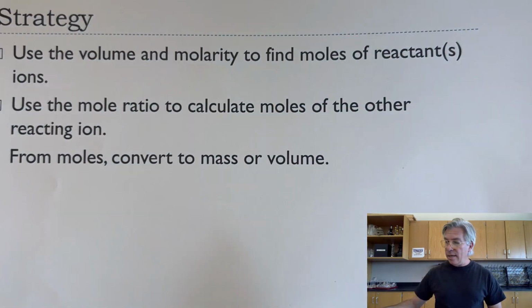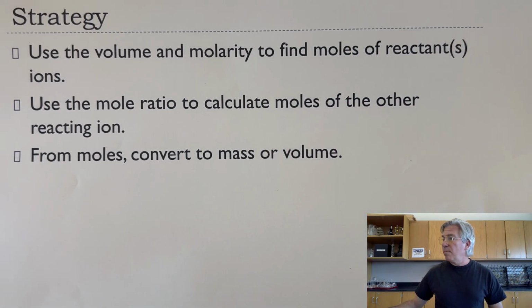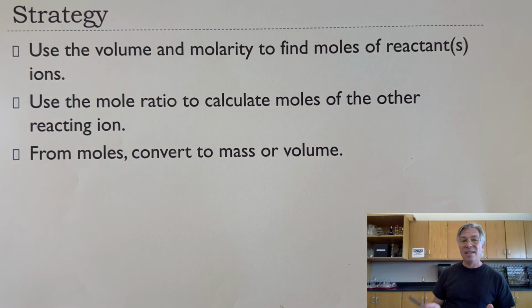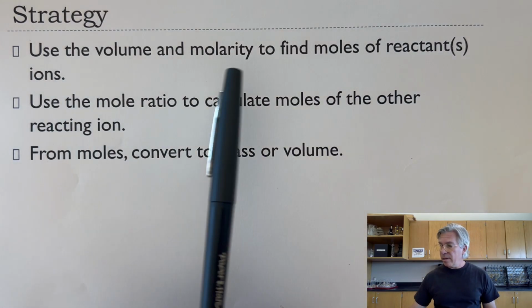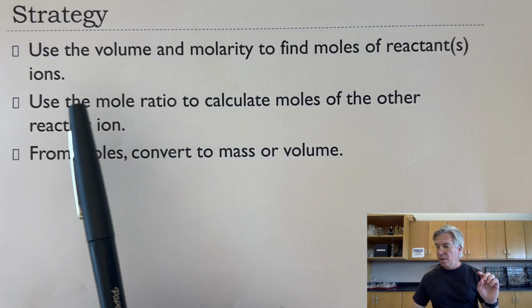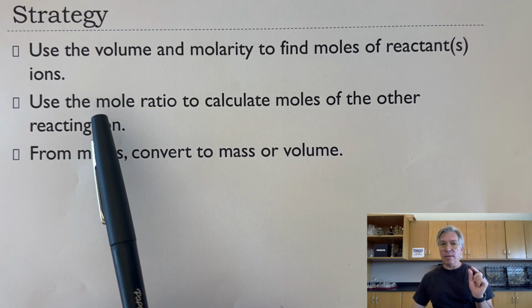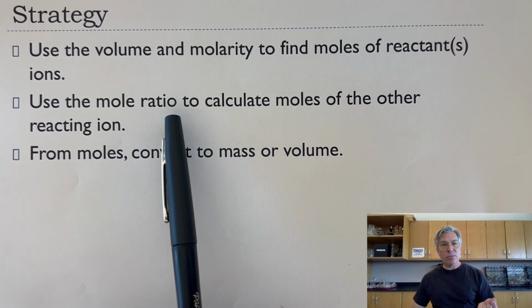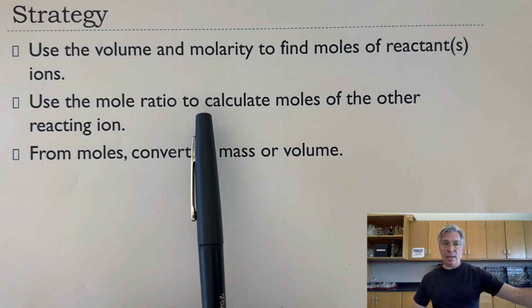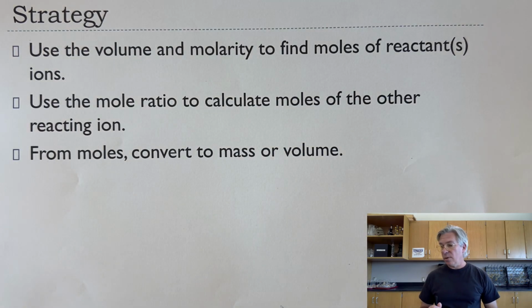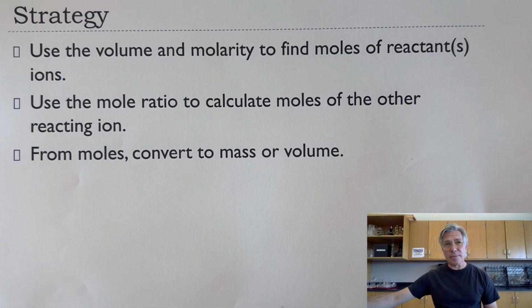When you get your data, you're going to need to do a couple of steps with it. All right, for the full set of steps, it's 3 steps. Use the volume and molarity to find the moles of reactant that you added from your burette. Then you have to use the mole ratio. Some of my students, especially at the beginning, forget to do the mole ratio part. You have to do the mole ratio to get moles of the other thing that you're investigating. And then from those moles, we're going to convert to mass or volume. Notice that it's 3 steps.